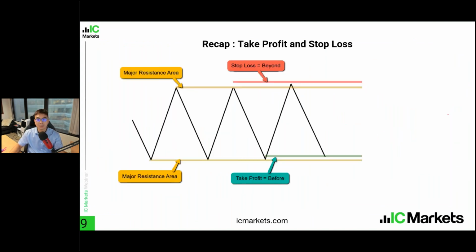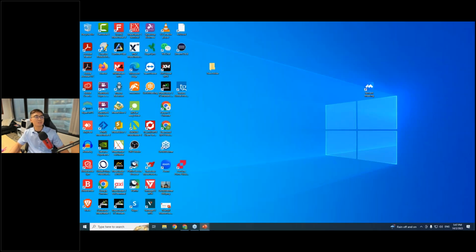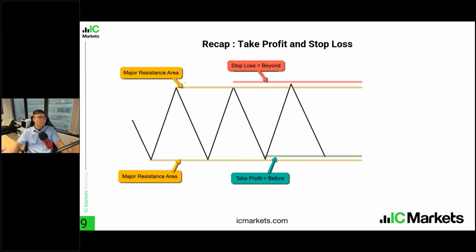A quick recap on take profit and stop loss. If you see relative equal highs, you should set your stop loss slightly beyond the high, maybe 5 to 10 pips above, just in case price wicks up, like in this scenario, to clear out liquidity. In smart money concepts, you will look at relative equal highs as a liquidity hotspot. Price is going to clear that area and then reverse back down.